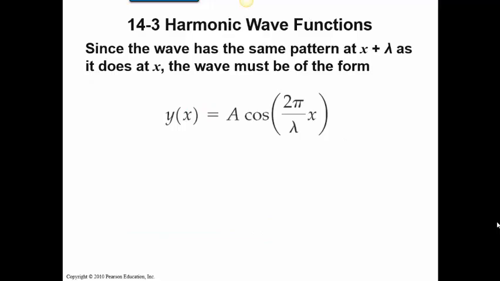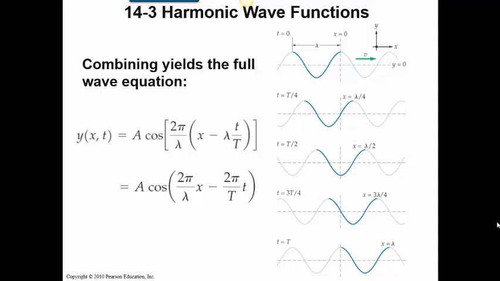Since the wave has the same pattern at x plus lambda as it does at x, the wave must be of the form shown in the equation on the slide. This equation describes where the particle on a rope is as the wave moves along the x-axis. The coefficient in front of the x is called the wave number. It is equal to 2 times pi divided by the wavelength and is measured in radians per meter. The particle on the wave is also moving up and down like a simple harmonic oscillator, so it varies with time. The coefficient in front of t is the angular frequency we learned about when we studied simple harmonic motion.